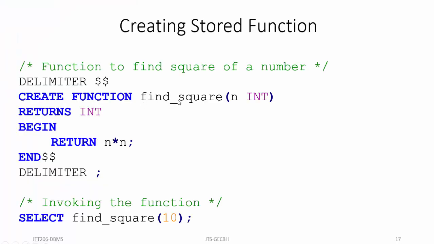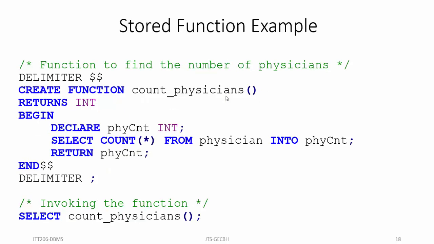Now we will see one more example. In the next example we will be taking data from a table. Here we have a function called count_physicians, and it will be counting the number of physicians present in our physician table. Here also first the delimiter is set to $$, and then CREATE FUNCTION, then count_physicians, which is the name of the function. We are not passing any parameters, so the parentheses are empty. Then it will return the number of physicians, which is an integer value, so we have to give RETURNS INT.